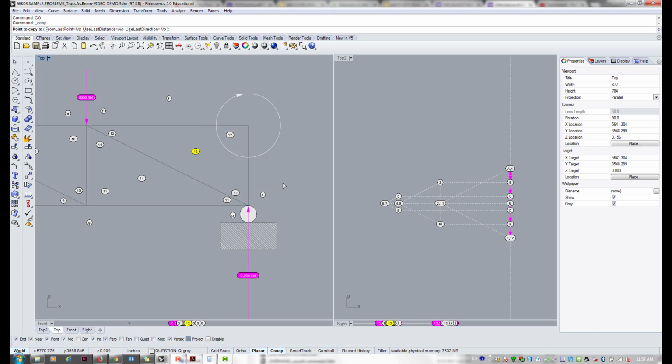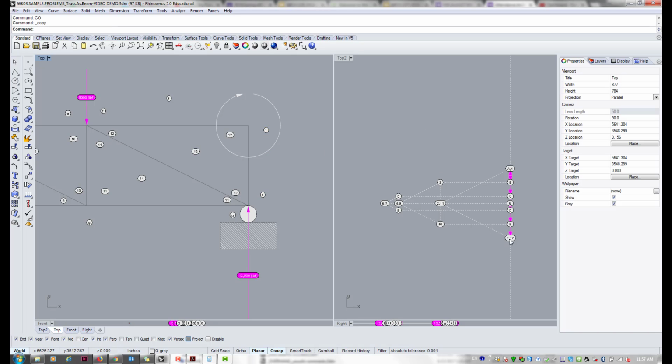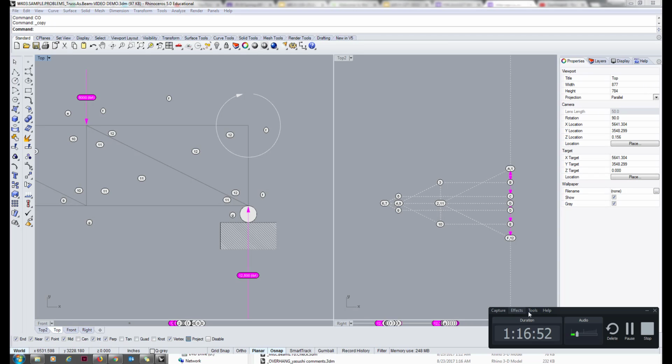Moving to the last point, 12 and F is already mapped, and 12F is 0. That concludes the drawing of the force diagram. In the next class we're going to cover how to identify the forces in each member using the force diagram.